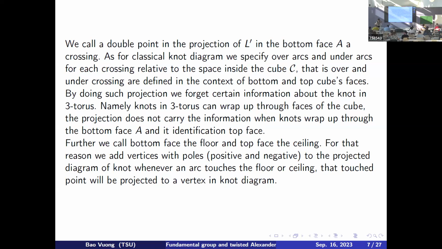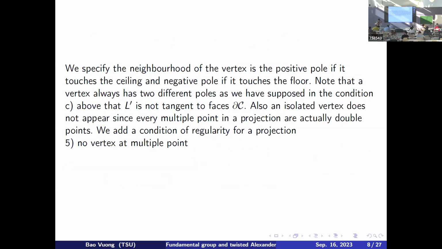Namely, it is a dot that I will denote. The dot occurs in the projection when the knot goes along the S1 circle in the structure of the three-dimensional torus. And we add a condition for regularity of the projection: there is no vertex at a crossing point too.